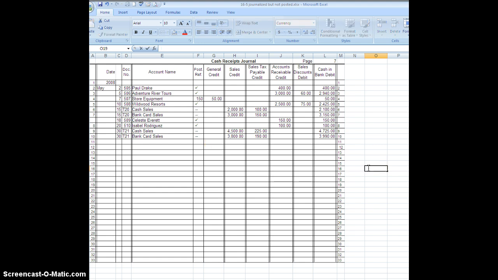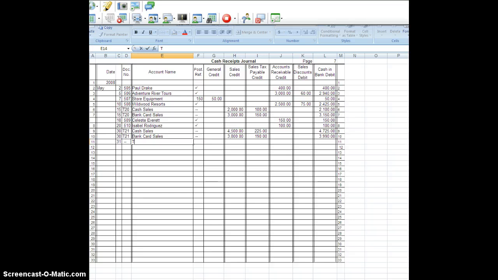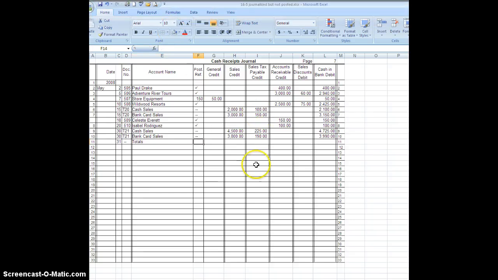Okay, all right. So the next thing we're going to do is we are now at the end of the month and we are ready to total and prove and rule. So we're going to do that on the last day of May, which is the 31st. Document number, nothing's going in there because it's not a journal entry. We're going to type the word totals again. So this is all going to look very similar to what we did when we were in the sales journal.